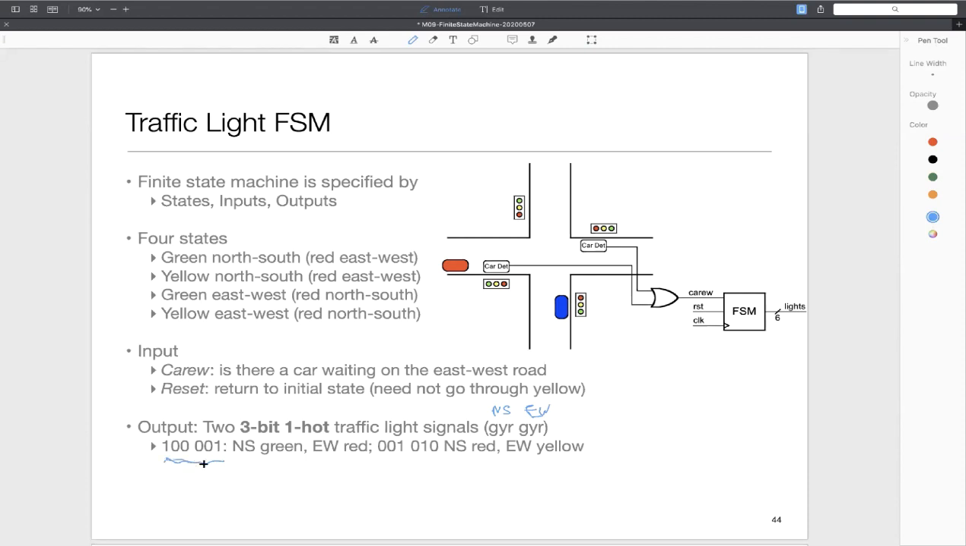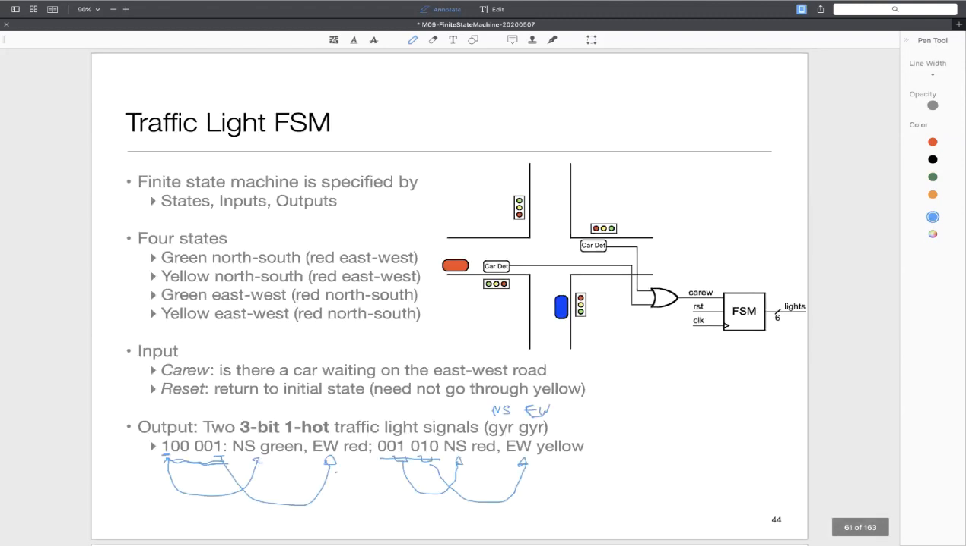So this vector 1 0 0 0 0 1 basically says north, south, green, and east, west, red, right? So this bit says north, this bit corresponds to this, and the last 1 bit corresponds to this. Likewise, 0 0 1 0 1 0 corresponds to north, south, red, and east, west, yellow. So those are just a couple of examples, but that's my encoding that we have decided. So that was the next level of refinement we have done there.